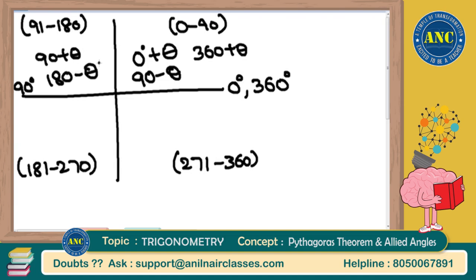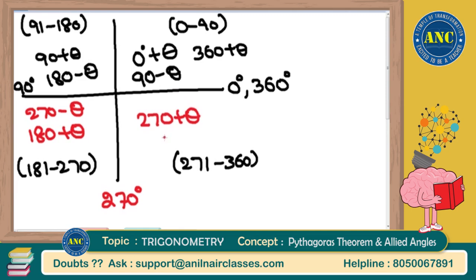All these things were explained in detail in yesterday's class. In the third quadrant, my base value is 270 degrees. So this is 270 minus theta, or it can also be called 180 plus theta, right? 180 plus theta. Similarly, the fourth quadrant is also called 270 plus theta, or it is 360 minus theta, or I can also call the 360 as 0 degrees. It is 0 minus theta, right?